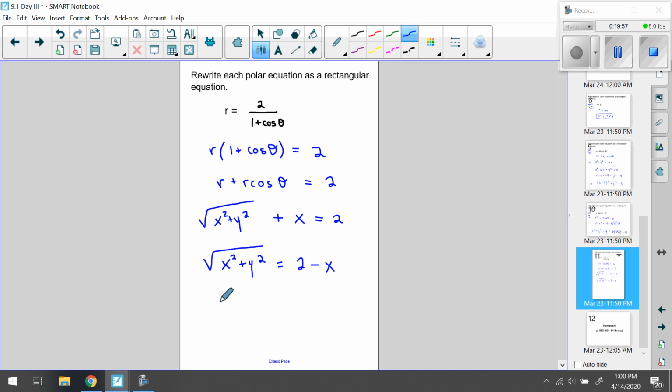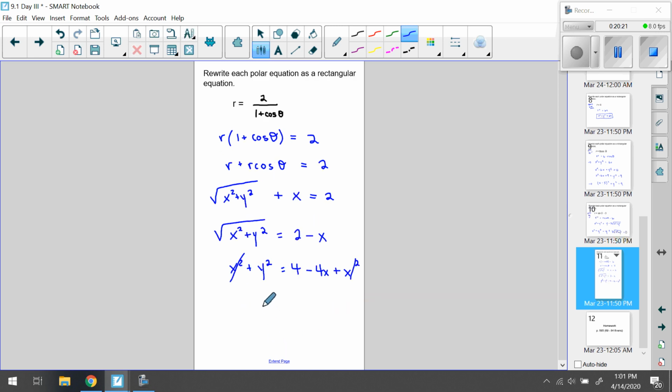We could do that pretty nicely here, where if we just square both sides, you get x squared plus y squared. And then over here, if you FOIL, you get 4 minus 2x minus 2x, which is minus 4x, and then plus x squared. And you'll notice the x squareds actually cancel out, and then we end up with y squared equals 4 minus 4x, or negative 4x plus 4.